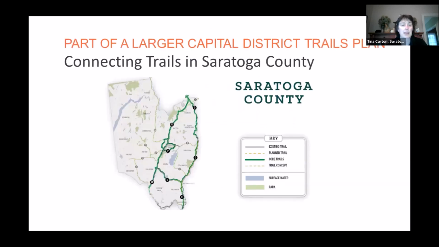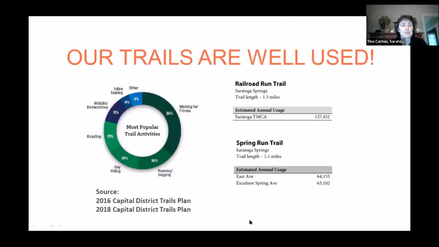And it kind of makes a broader picture. So you can see how these trails play into a larger network within the Capital District. So the trail plan incorporates the entire Capital District. It also looks at county by county. So this is just a shot from the trail plan of Saratoga County. Next slide. And then also in 2016, CDTC collected data and had people actually do trail counting.